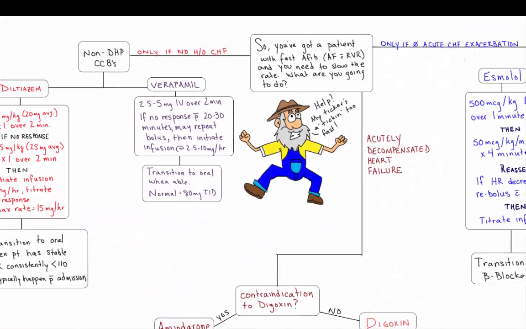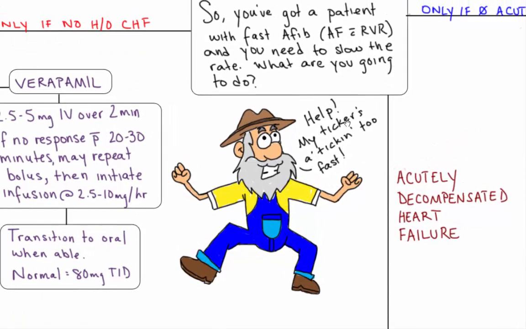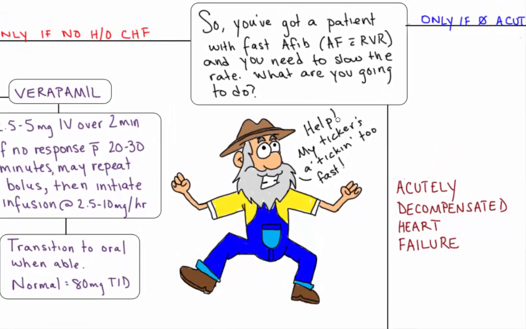So you've got a patient with fast Afib, and you need to slow the rate. What are your choices? Your traditional go-to agents are either the non-dihydropyridine calcium channel blockers or beta blockers. In a patient without heart failure or asthma, you can choose either class since there isn't a clear-cut advantage of one versus the other in most cases. So let's go ahead and start with the calcium channel blockers.